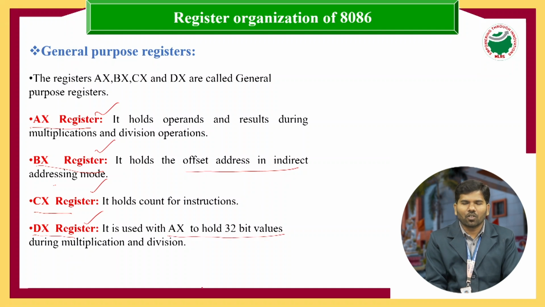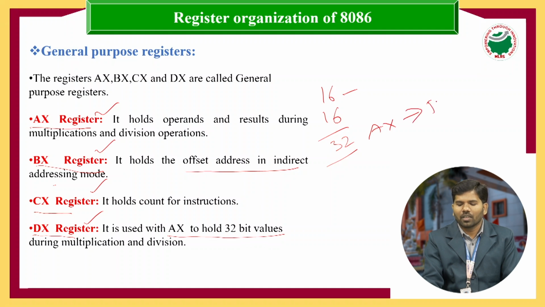During a multiplication operation, if you are multiplying two 16-bit numbers, the result may be 32-bit. The first 16 bits will be stored in the AX register, and the next 16 bits will be stored in the DX register. So your DX register is a default register, and it is an extension to the AX register.